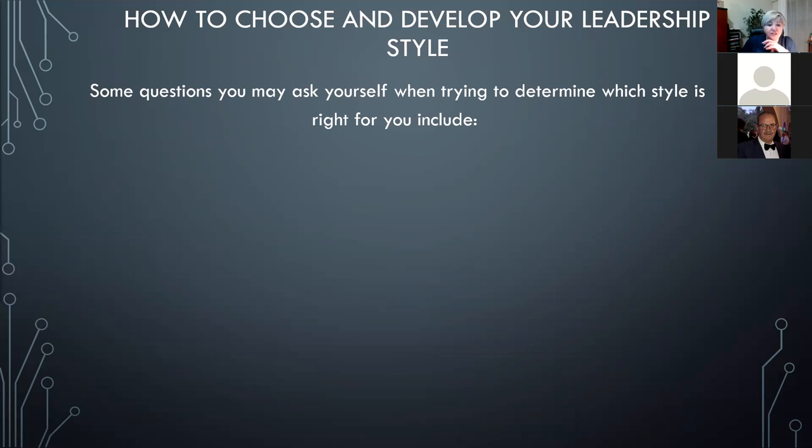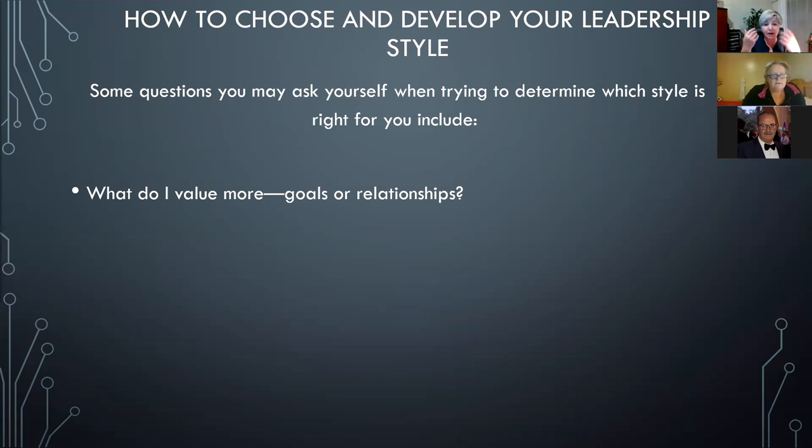All right. So the first one would be, what do I value more, goals or relations? So when you go back and look at the slides, you're going to ask yourself, am I more goal-oriented or more relationship-oriented? And then look at each one of them and start ticking for yourself how many of those points are relevant for you within each one of them.